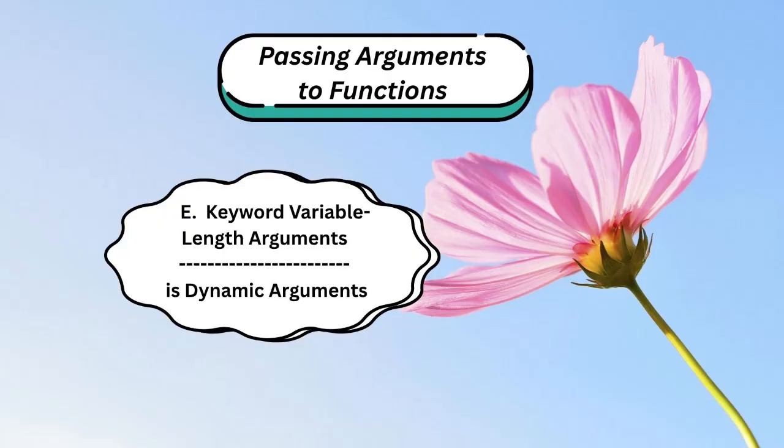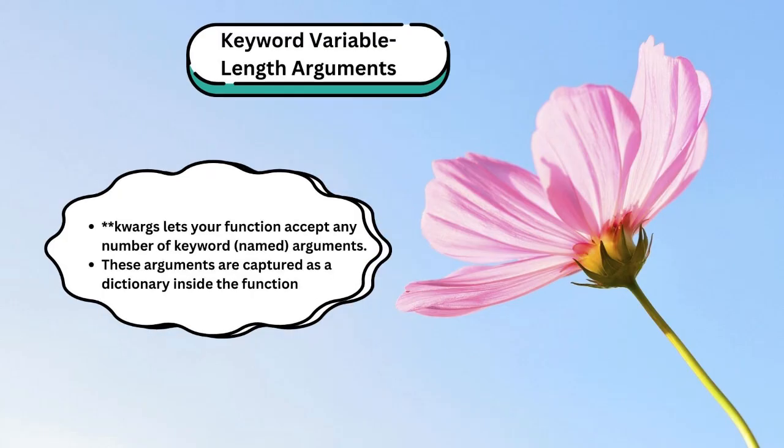What is a keyword variable length argument function? It lets your function accept any number of keyword arguments. These arguments are captured as a dictionary inside the function.